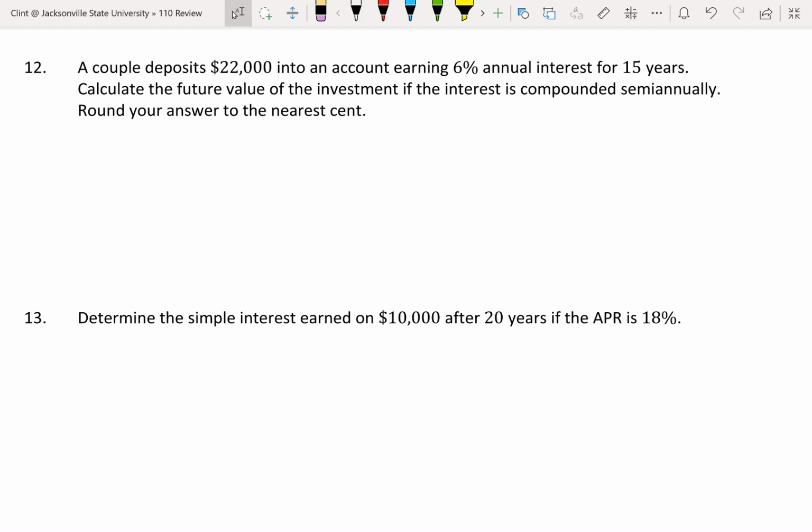This one says a couple deposits $22,000 into an account earning 6% annual interest for 15 years. Calculate the future value of the investment if the interest is compounded semi-annually. So here we got compounded and future value. That'll help us figure out we want this one.